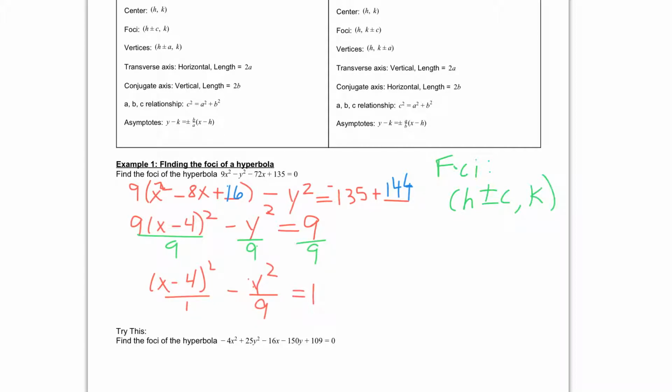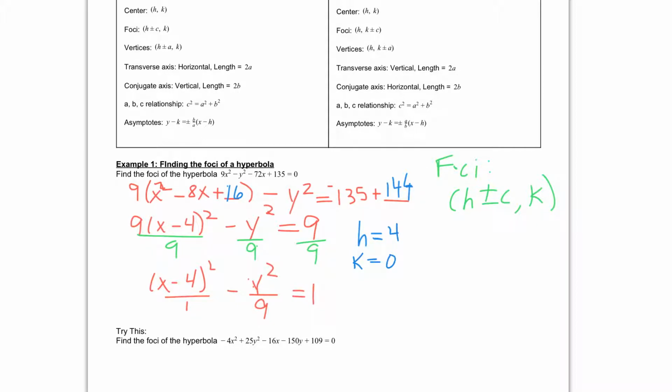So I need to know what h is. H comes from the x part of my vertex. So if I take a look here, my h is going to come from here, which is 4, and my k is going to come from where the y is at, which is 0. So I know that h is 4, and I know that k is 0.